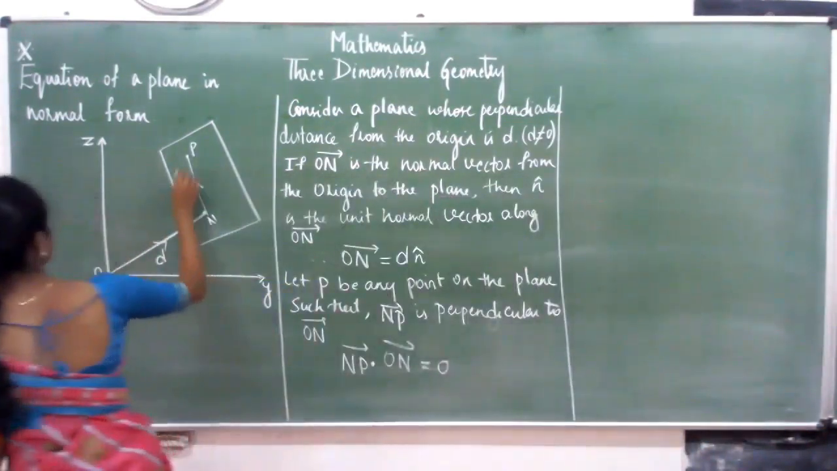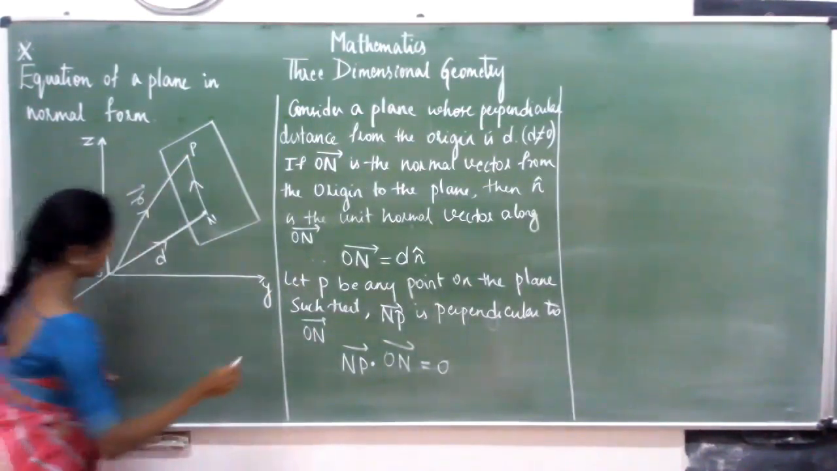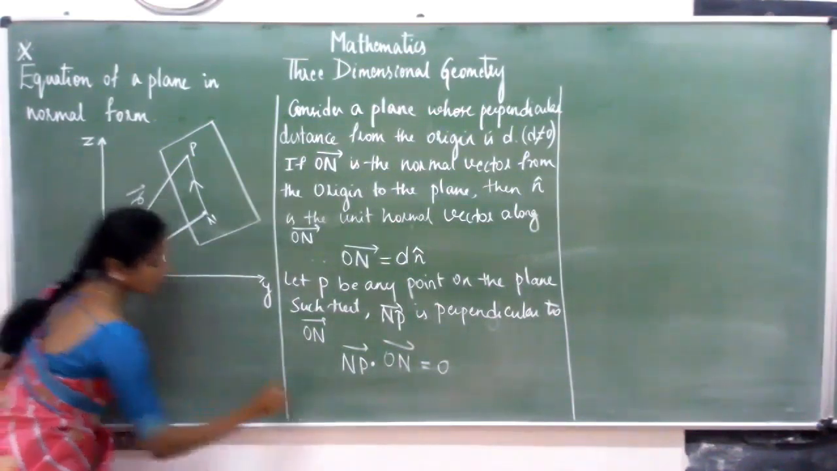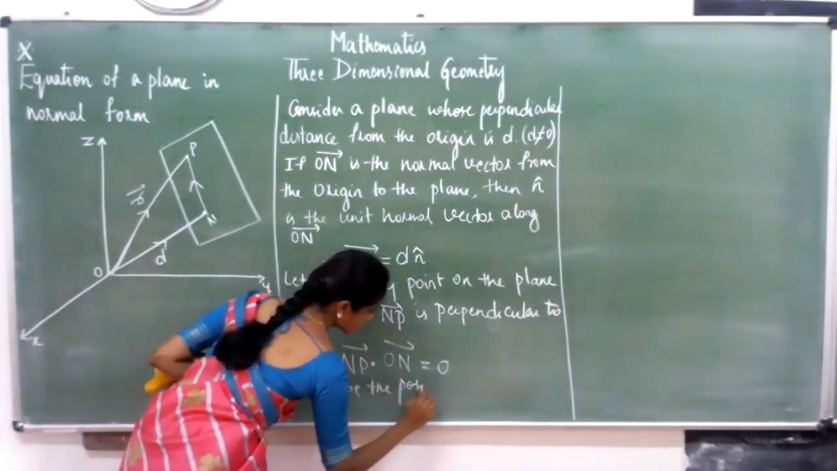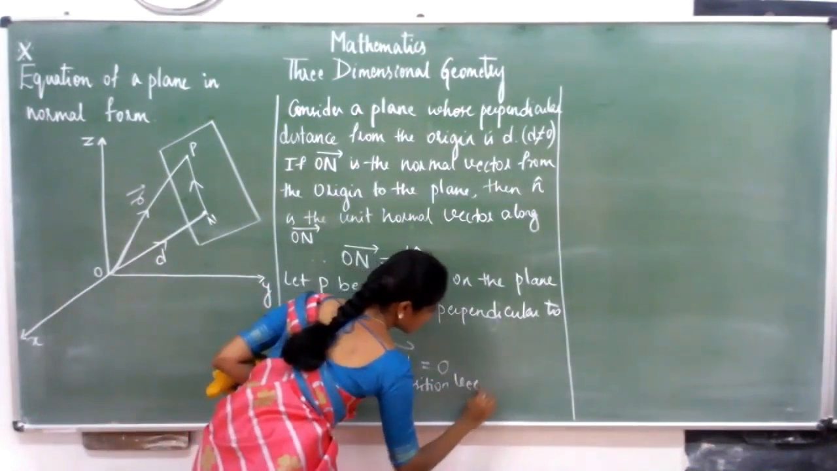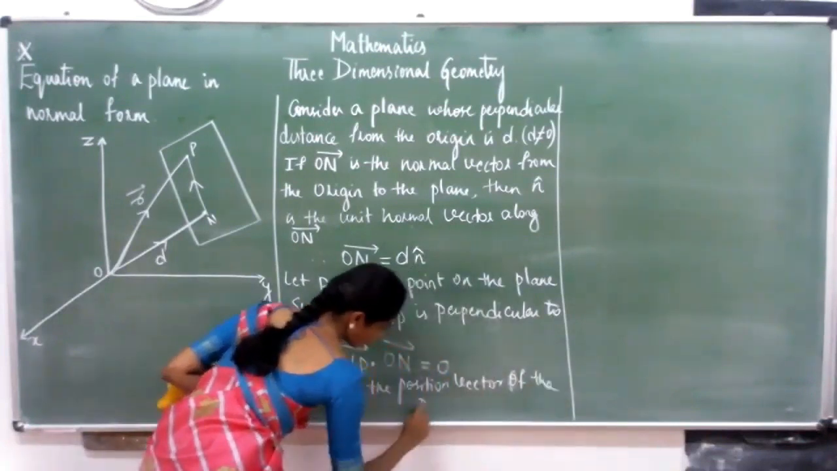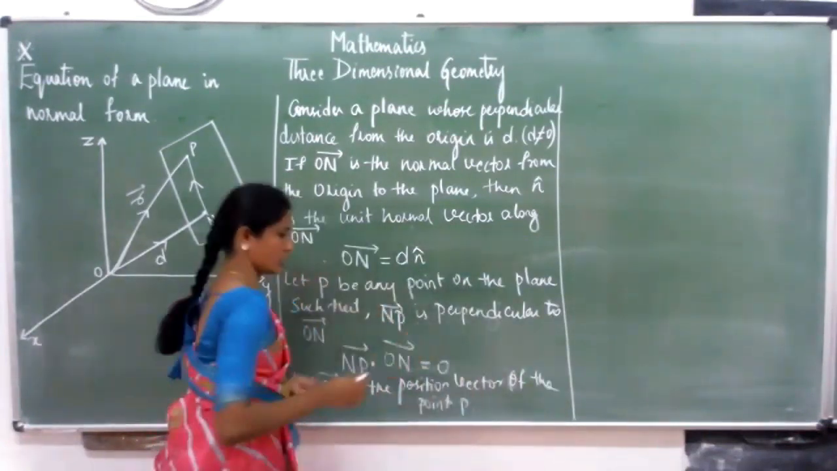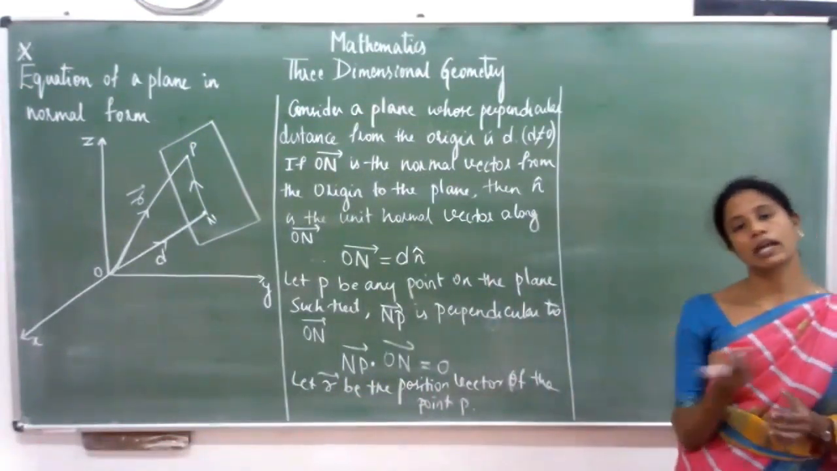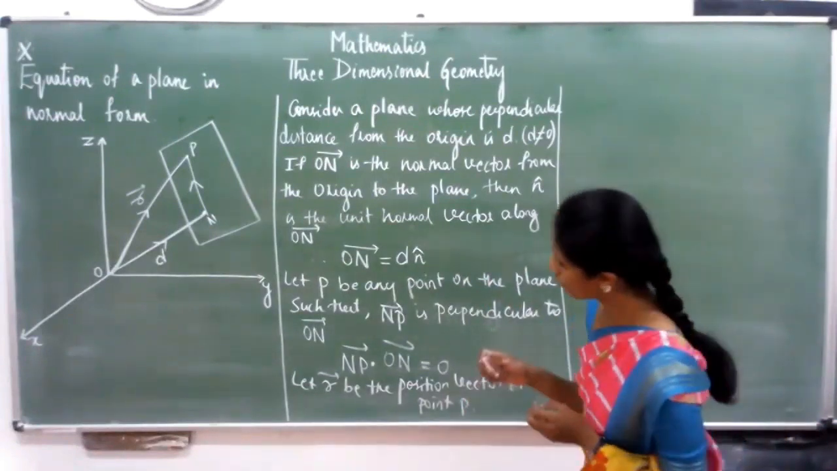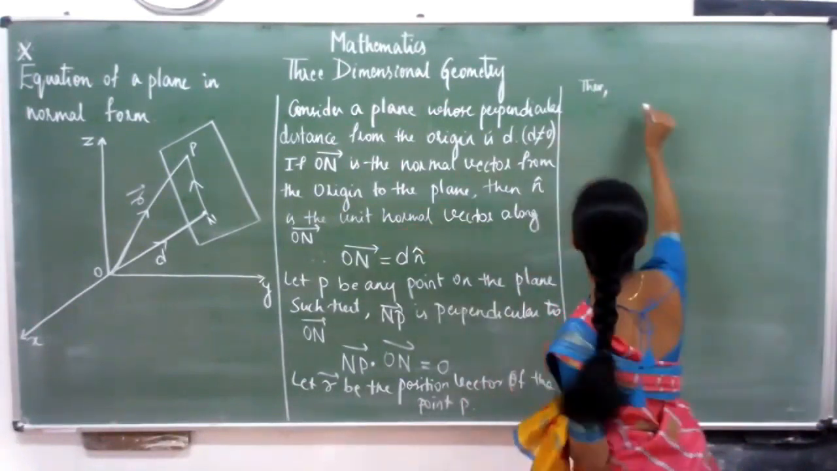Here, let R be the position vector of the point P. Now you can see the triangle. Let us apply the triangular law of vector addition. So from this I can write, then we have vector ON.